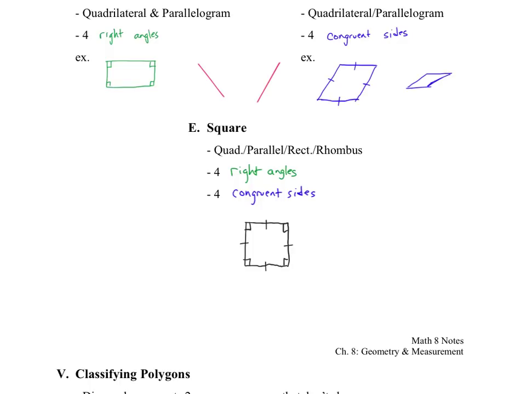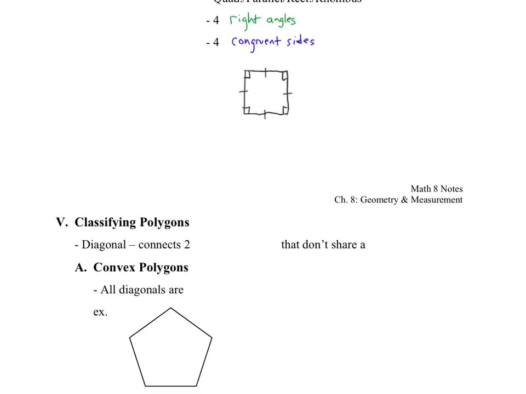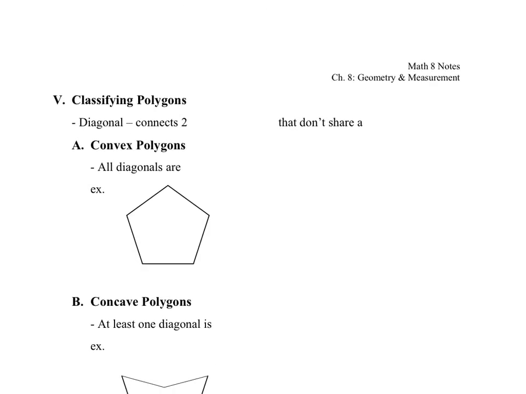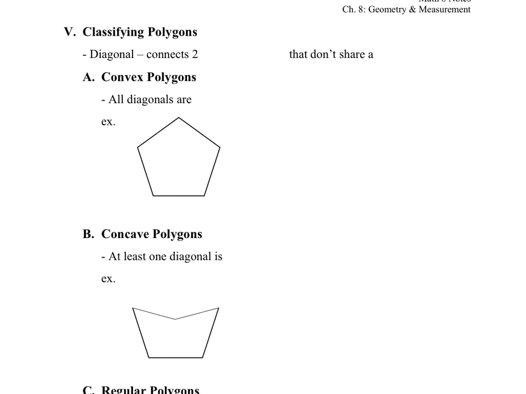We're up to Roman numeral 5, the last page of the notes here, I believe. Classifying polygons: a diagonal, first we need to define that, connects 2 vertices. And if you think back to page 1, vertices are the corners. Vertices, that's plural for vertex, that don't share a side.